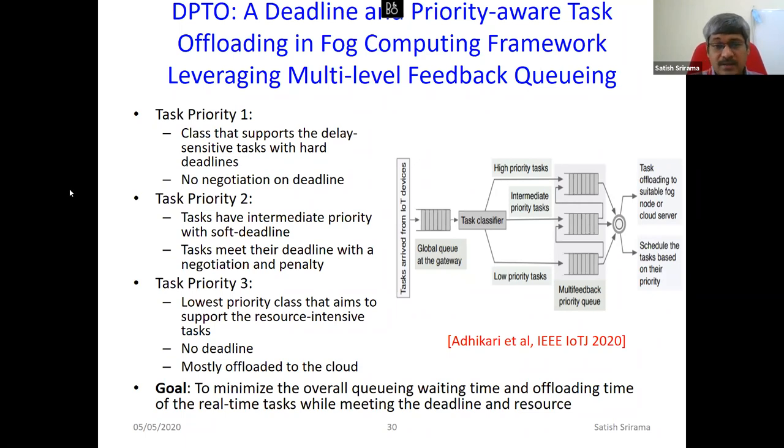But if you want to have these different types of setups and different sorts of processing on the fog nodes, you can have different queuing mechanisms. The ultimate goal will be to minimize the overall queuing waiting time. You have different priority queues. It is called multi-level feedback queuing. The tasks will be moving between the queues so that they will eventually be executed. The ultimate goal is to reduce the overall queuing waiting time for all the tasks. This is again published in the Internet of Things journal, so people can look at that if you are really curious.